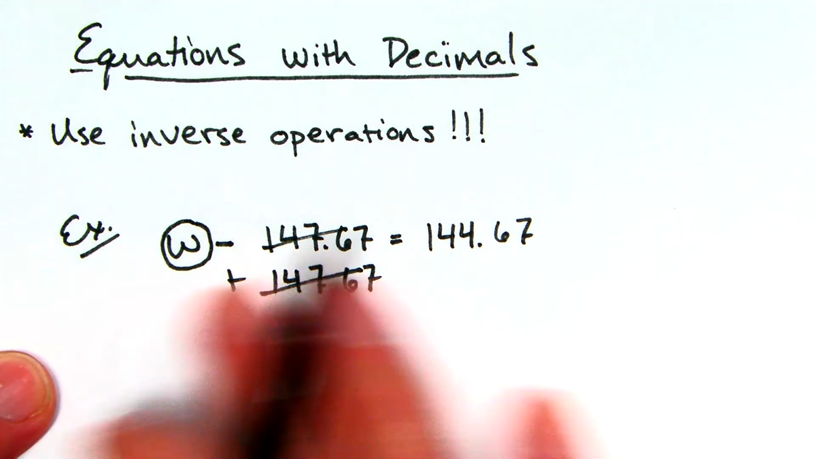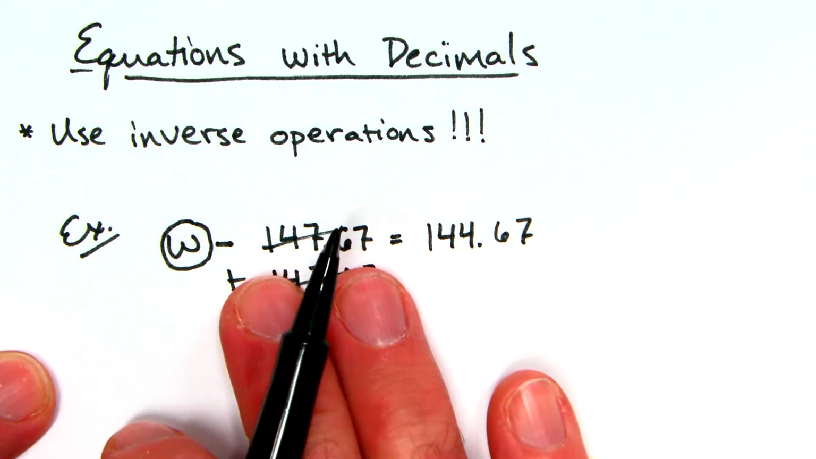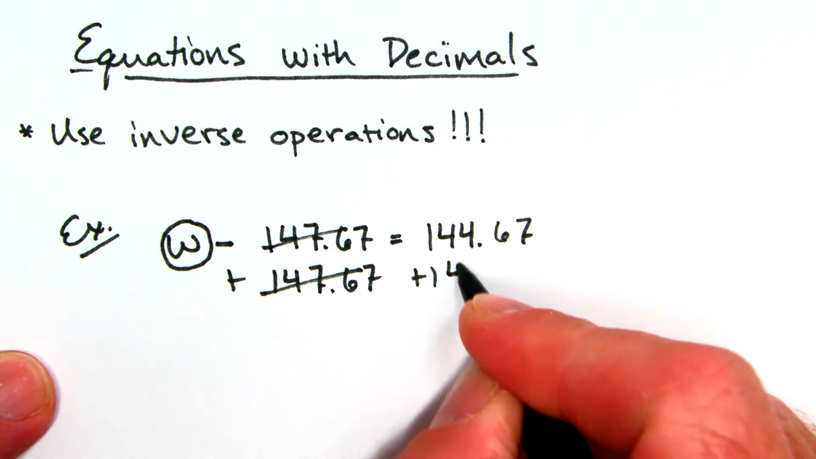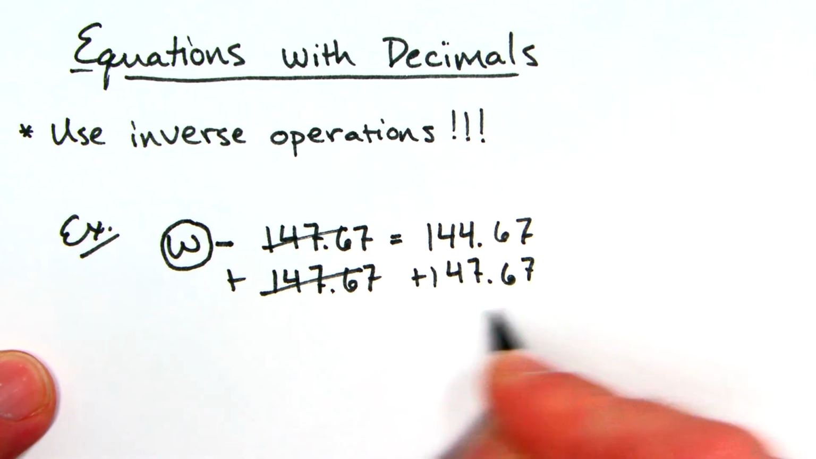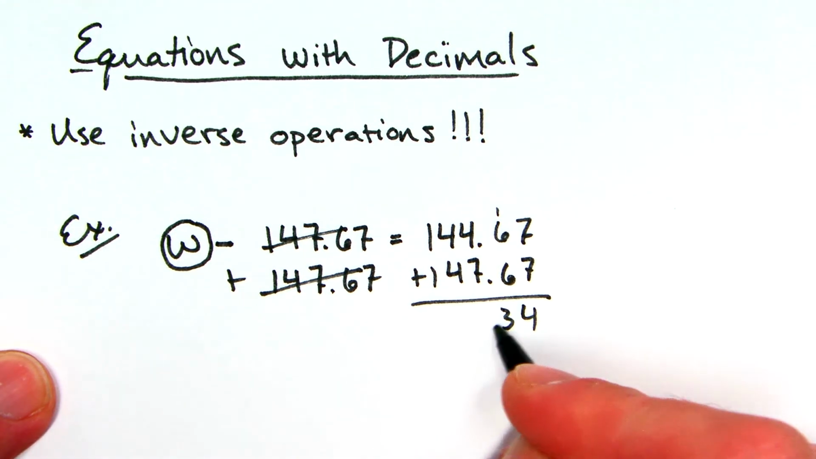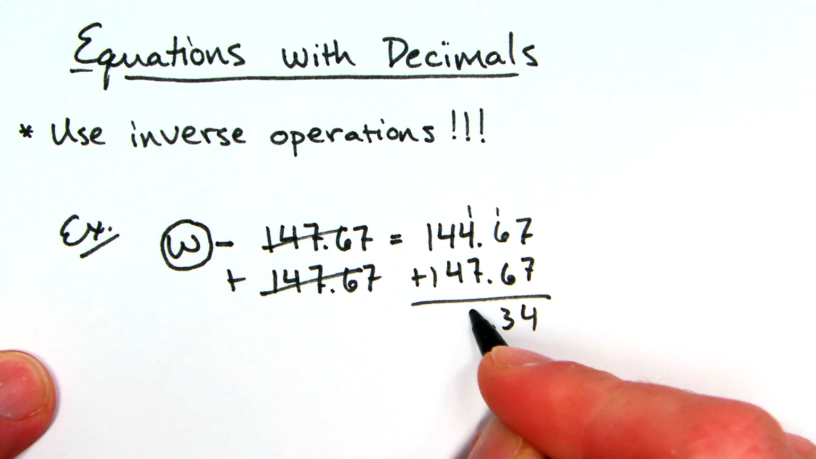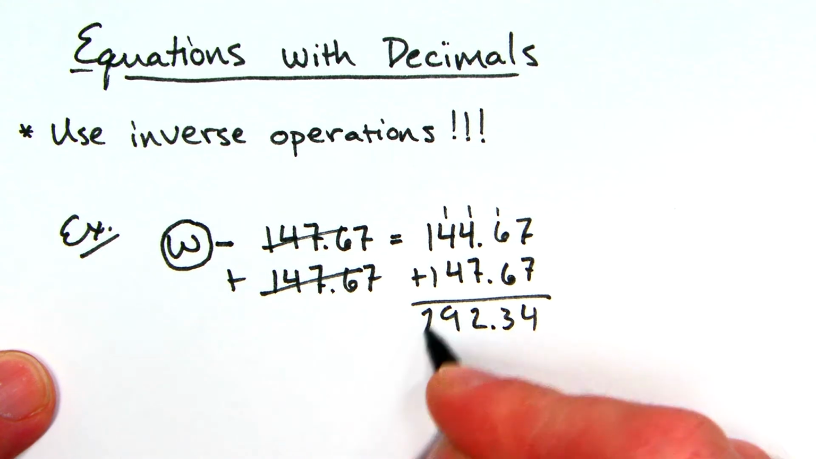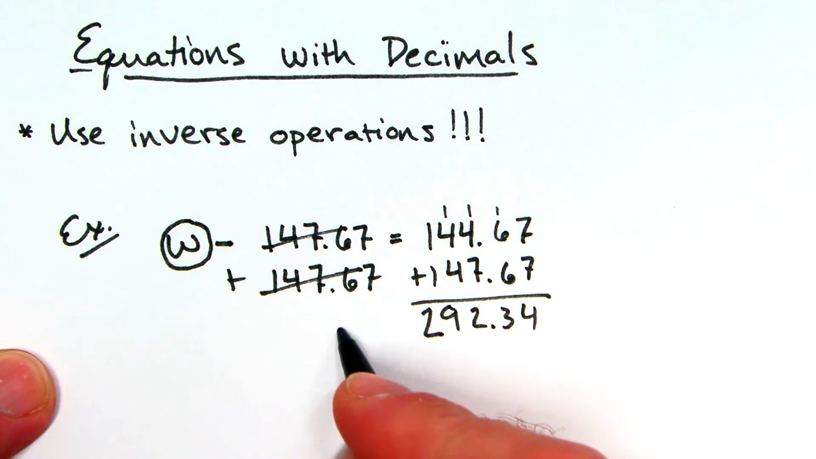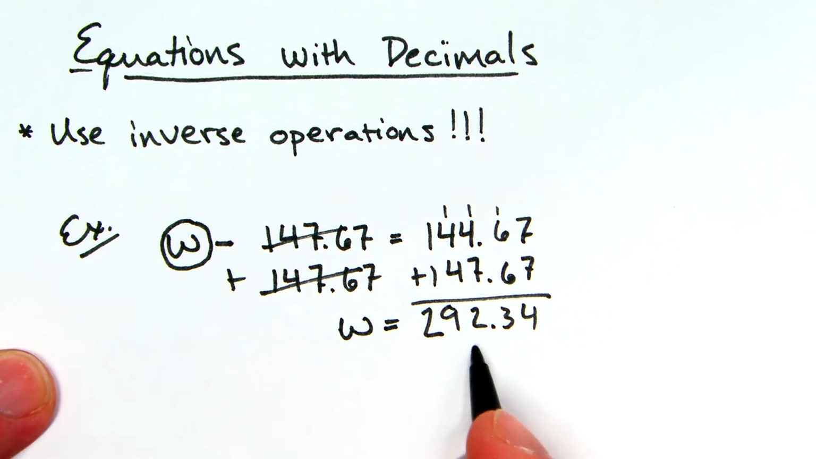Think of this like a scale. Whatever we do to one side, we have to do to the other. It's got to be balanced. So we're going to add 147 and 67 hundredths to this side. If we add this up, bring down our decimal point, we get 292 and 34 hundredths. So the only thing left on this side is our w, and the only thing left on this side is our new answer of 292 and 34 hundredths.